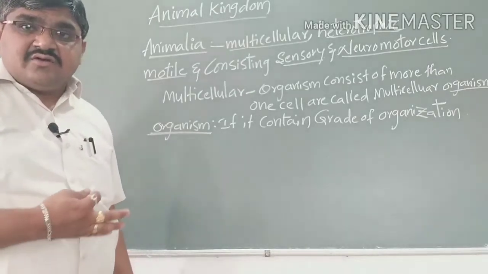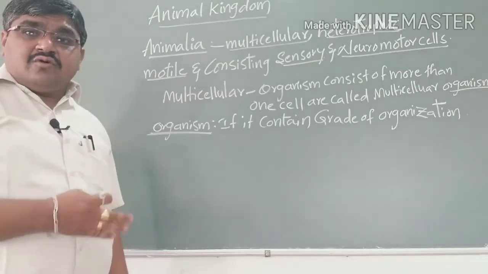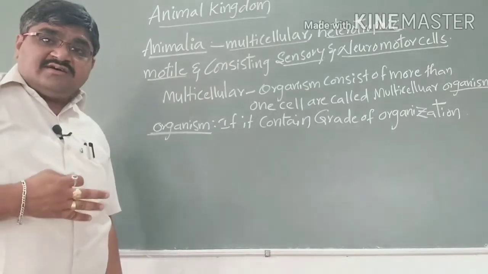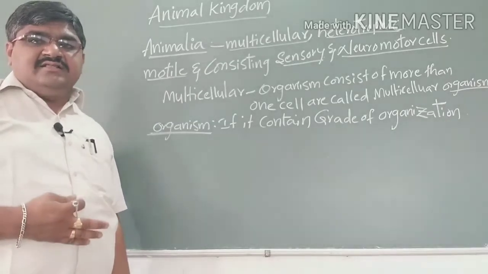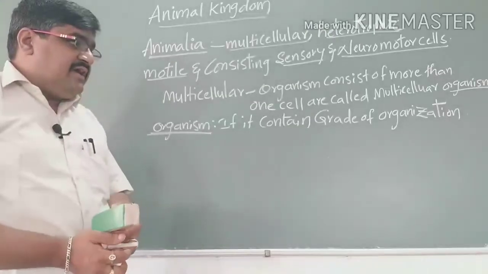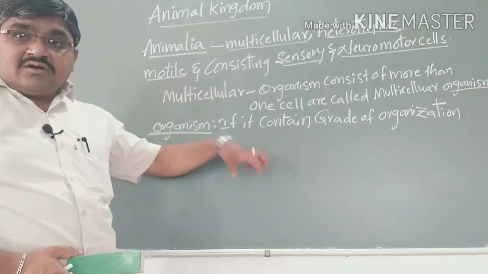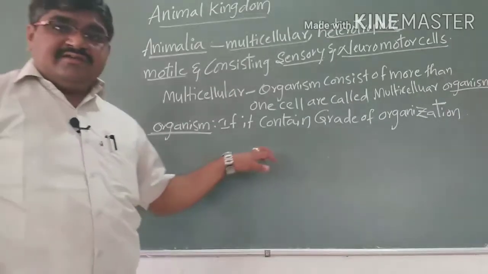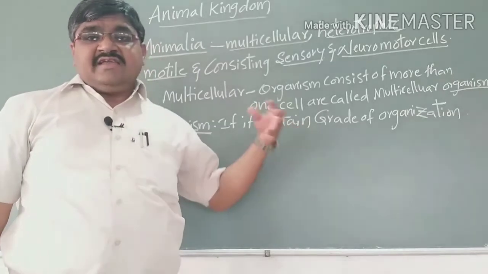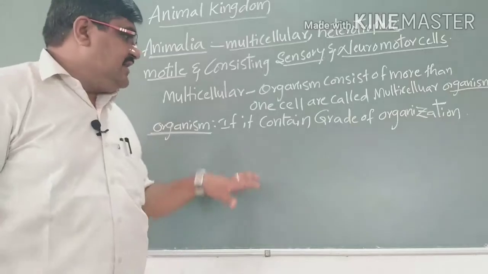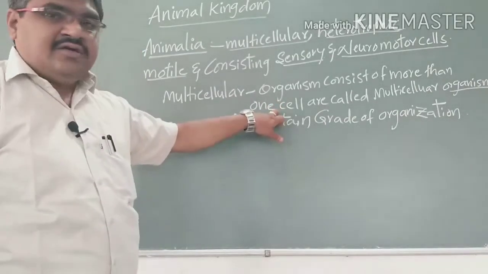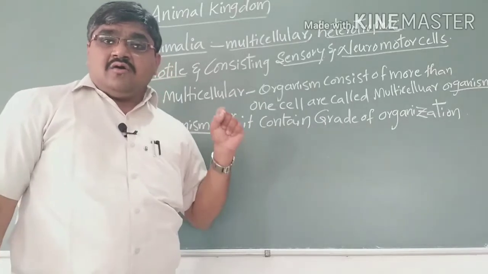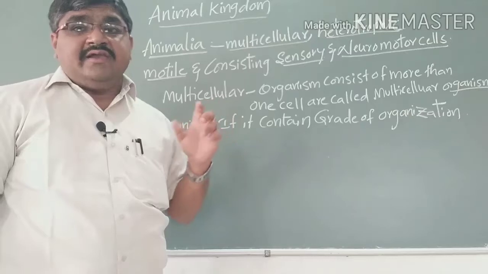Organization starts with the protoplasmic grade of organization, from protoplasm to the cell, to the tissues, to the organs, and organs to the organ systems. Animals have this, so we call them organisms, having a grade of organization. What that grade of organization is, we'll discuss in detail in future classes, and how it is present in animals. If an organism contains more than one cell, such organisms are called multicellular organisms.